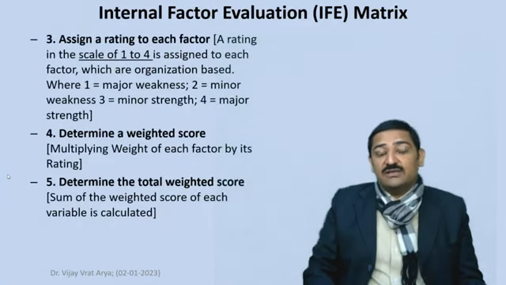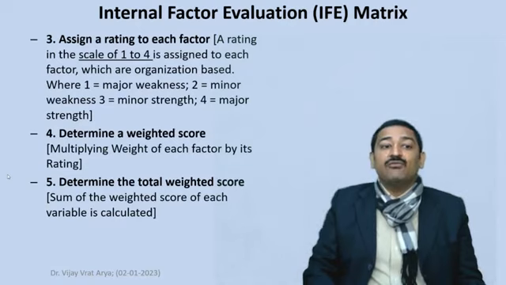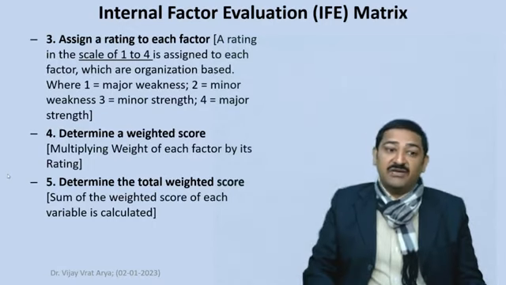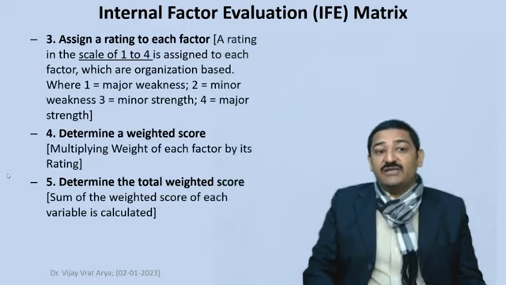In the case of the third step, we assign a rating to each factor, and that rating is somewhere between 1 to 4, where 1 signifies a major weakness of that factor, rating 2 means minor weakness, rating 3 signifies minor strength, and rating 4 signifies major strength of that factor.